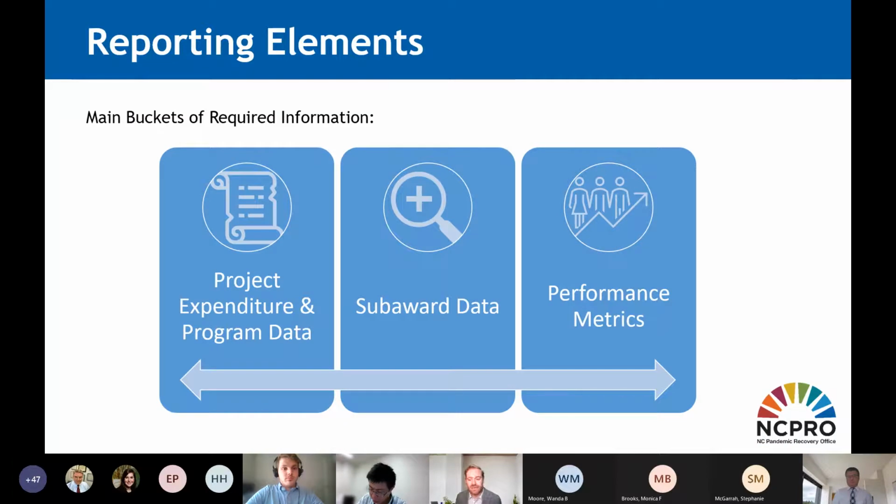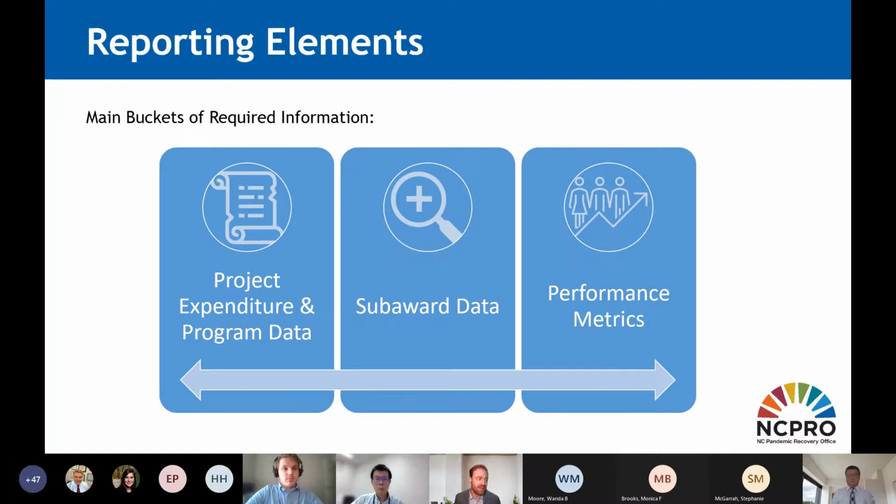As displayed in that at a glance view, there are three primary buckets of reporting information. This will look familiar generally to folks who were part of our reporting discussion about a month ago. We've updated some of this and tried to be responsive to feedback we received. So there's the project expenditure and programmatic data, which we will require from everyone. And then there are some unique data elements, as Stephanie said, that will apply depending on your U.S.